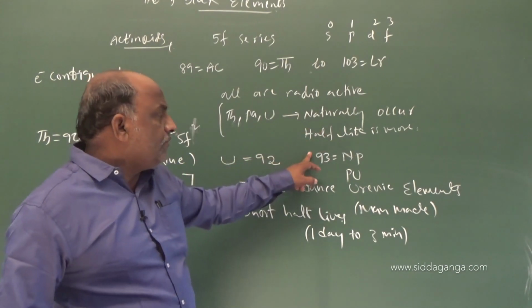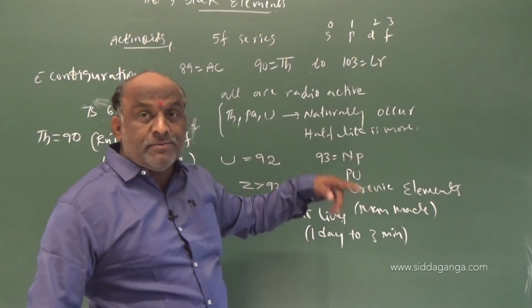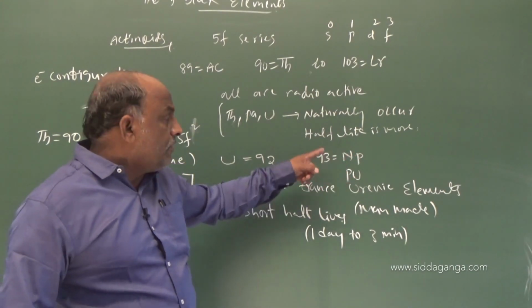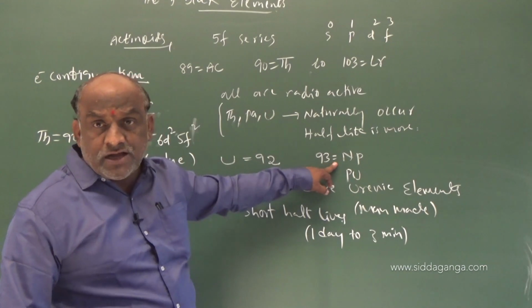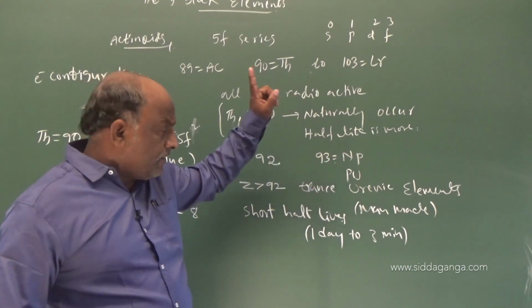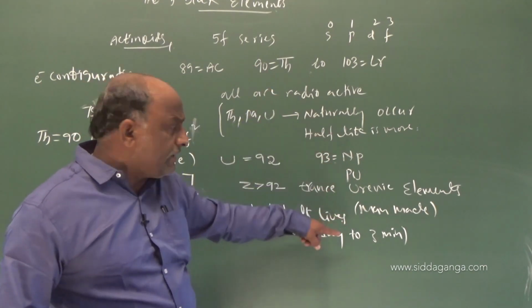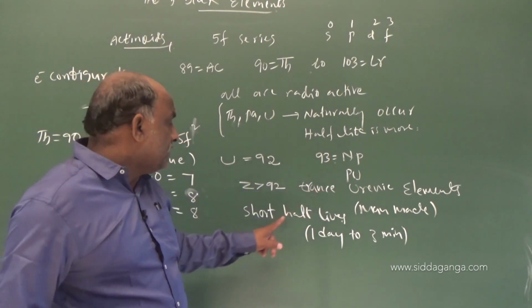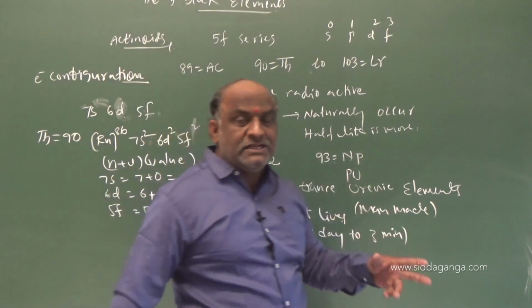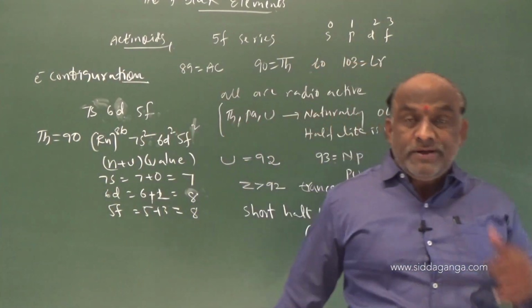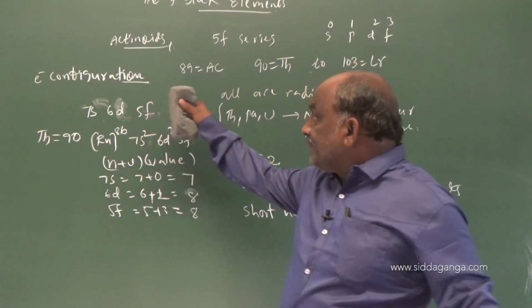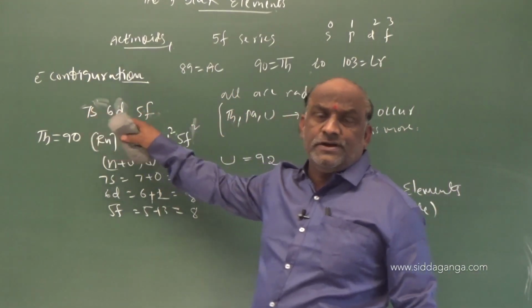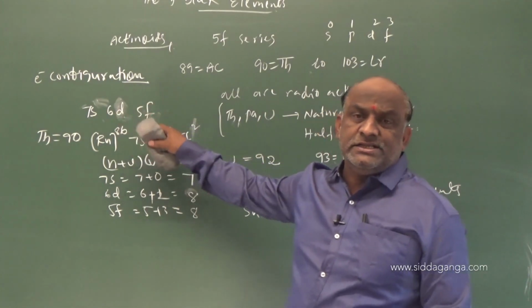After uranium come neptunium, plutonium, americium, curium, californium, fermium, lawrencium, and whatever other elements there are. All those elements are said to be artificial, synthetic or man-made elements. Those are called transuranic elements, and their half-life is very, very short, nearly 1 day to 3 minutes. And for the outermost electronic configuration of actinides, we have to check 7s, 6d and 5f.